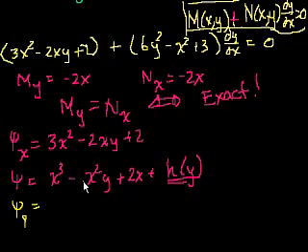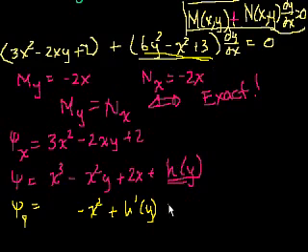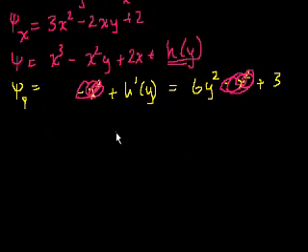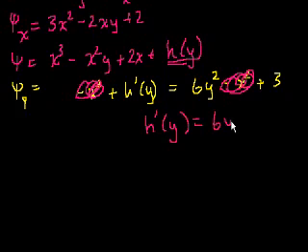So the partial of xi with respect to y: this is 0, this is minus x squared, this is 0, plus h prime of y is going to be equal to what? That's going to be equal to our N of x and y. So that's equal to 6y squared minus x squared plus 3. We can add x squared to both sides to get rid of this and this. And then we're left with h prime of y is equal to 6y squared plus 3.